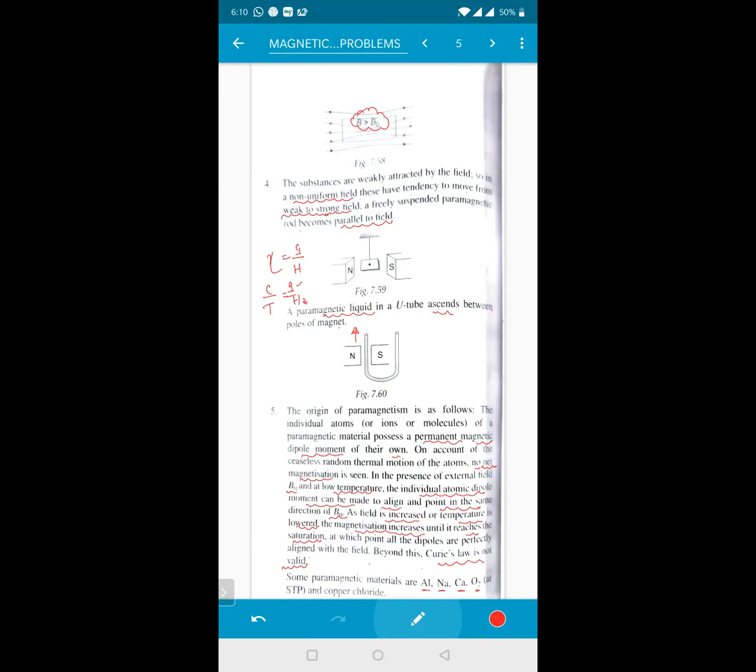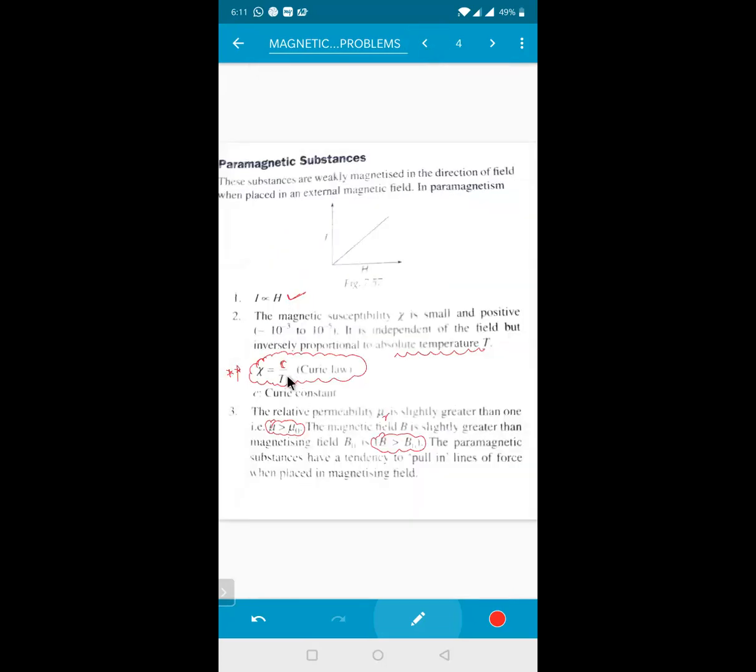Sir, what is Curie's law? Curie was a scientist doing an experiment. He found that paramagnetic substances are weakly attracted by the field. In a non-uniform field, they have a tendency to move from a weak region to a strong region. Going from a weak region to a strong region requires a certain amount of energy. Going from higher to lower is easy, but going from weak to strong needs energy, and that energy is in the form of temperature. That's what Curie told.